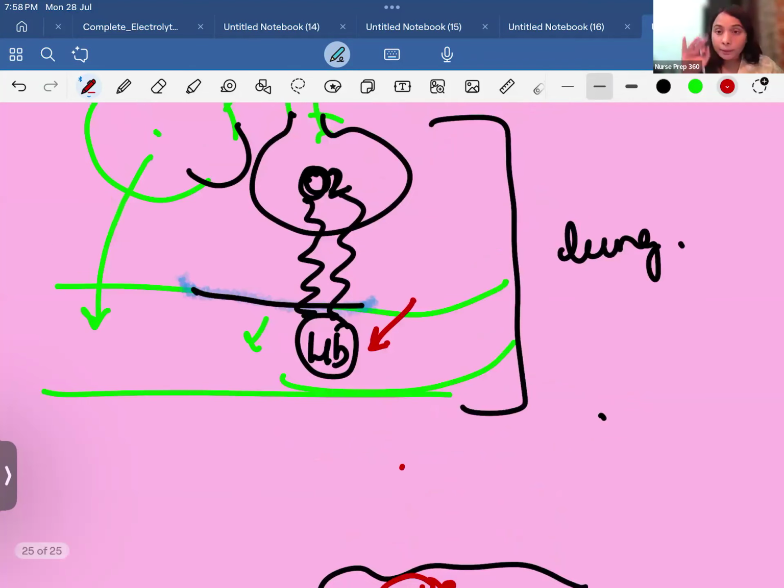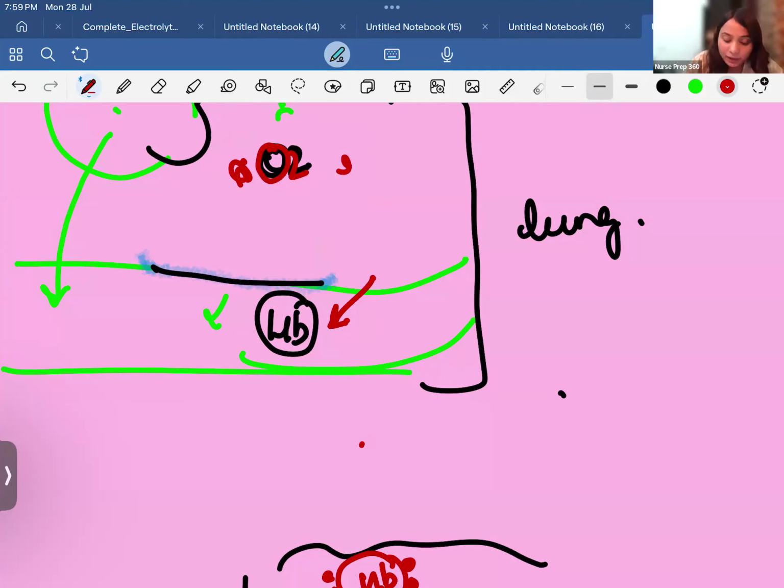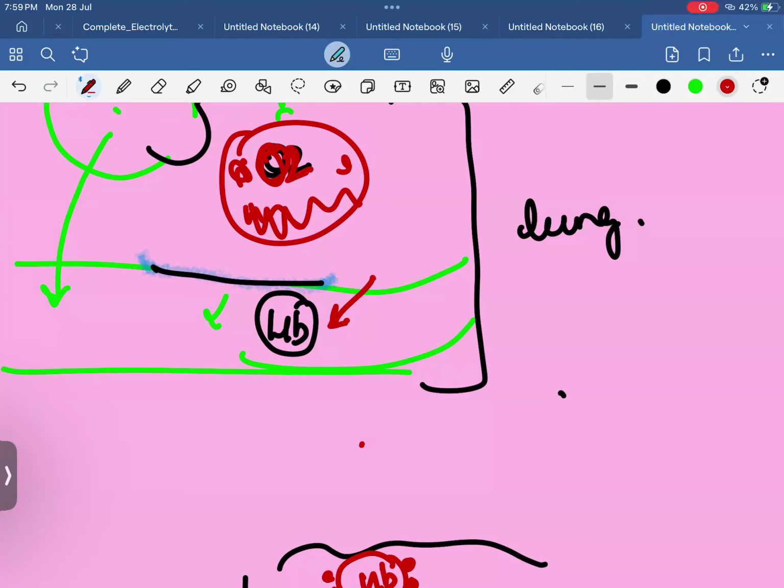Now, when a patient is having pneumonia, the alveoli will get filled with fluid. Transudate and exudate will fill up in your airway. Yes or no? Now it will thicken the area between your blood capillary and the alveoli. So now it becomes very difficult for your oxygen to get involved with hemoglobin.